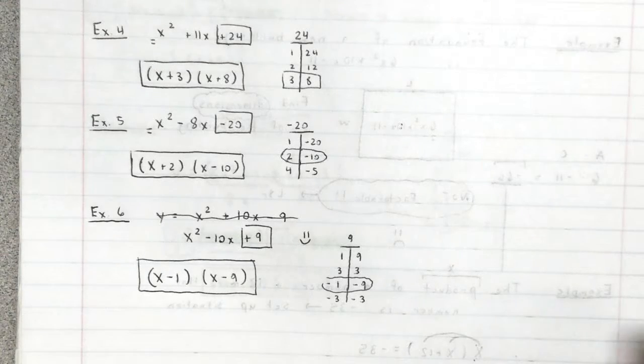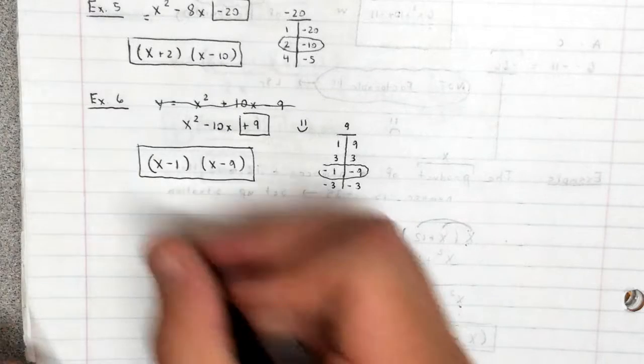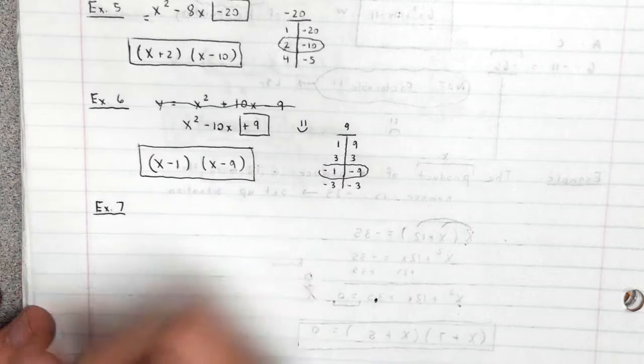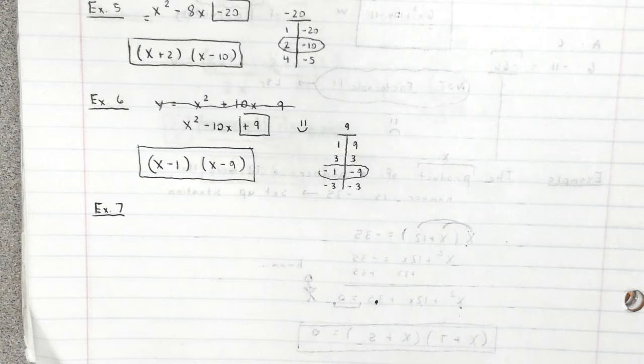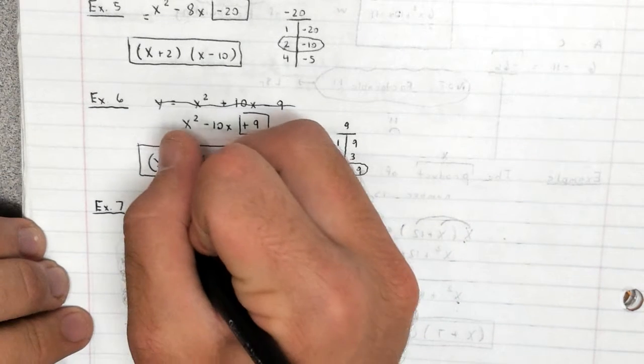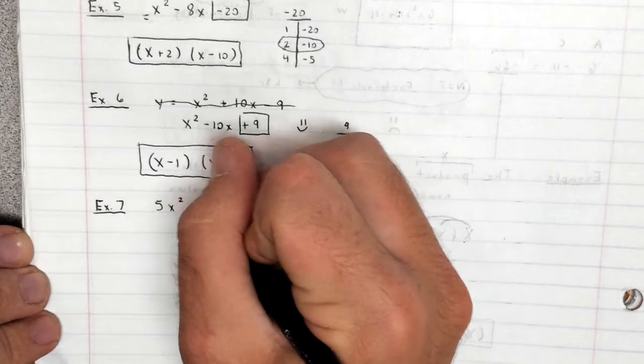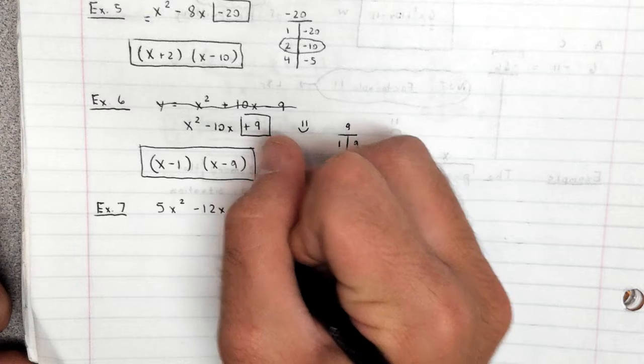Nailed it. Let's do one and only one where I have to group. Example 7. Let's go with 5x squared minus 12x plus 7.